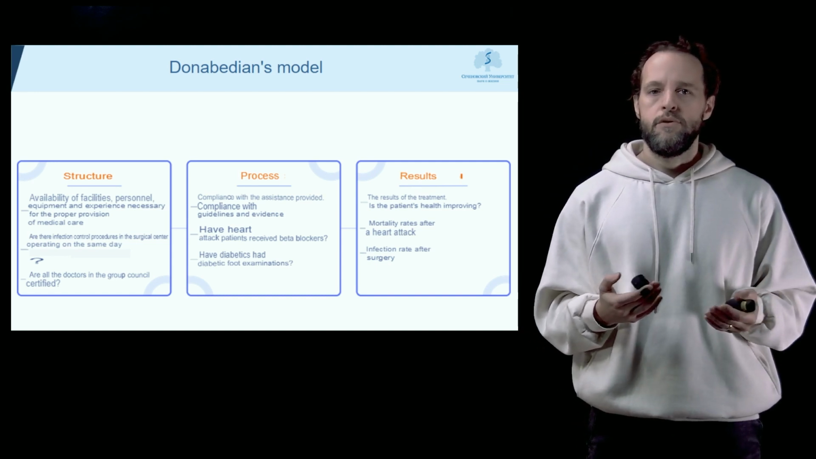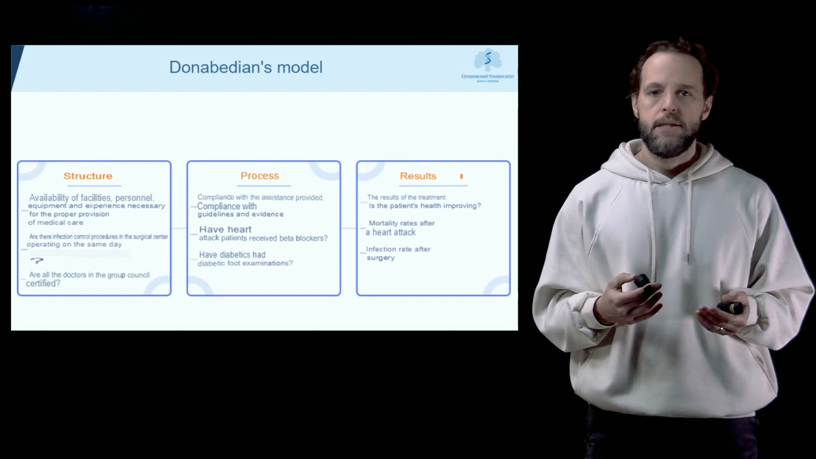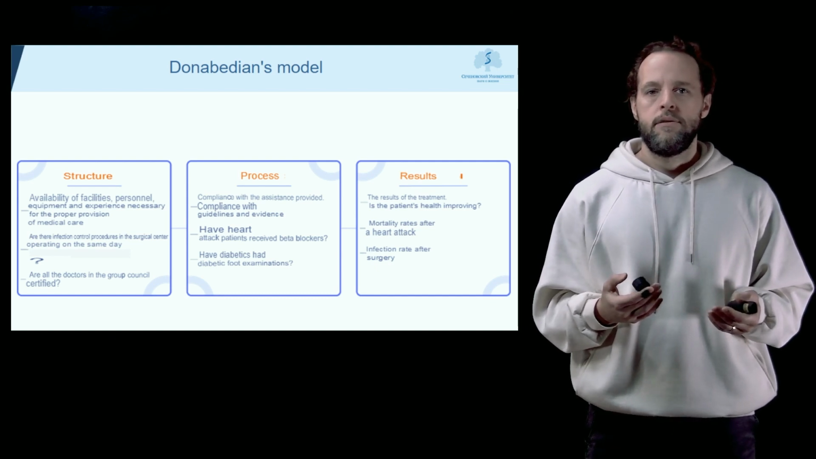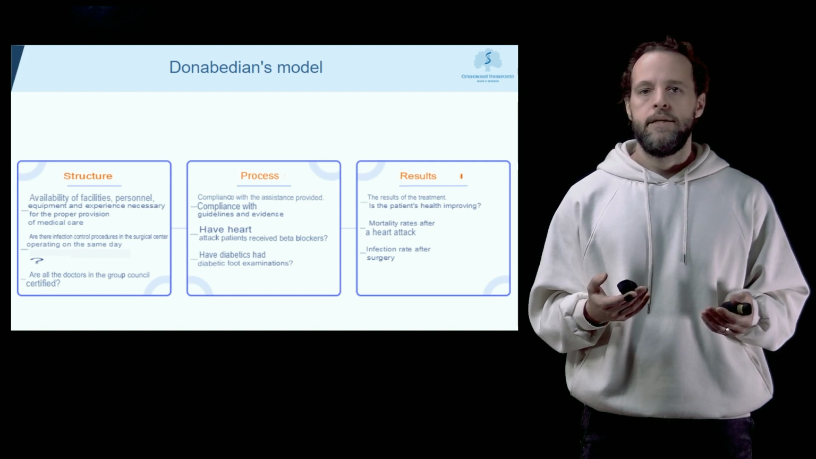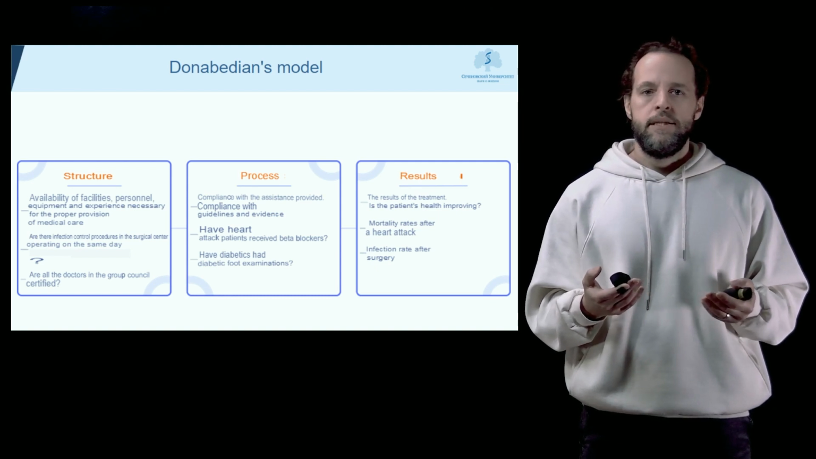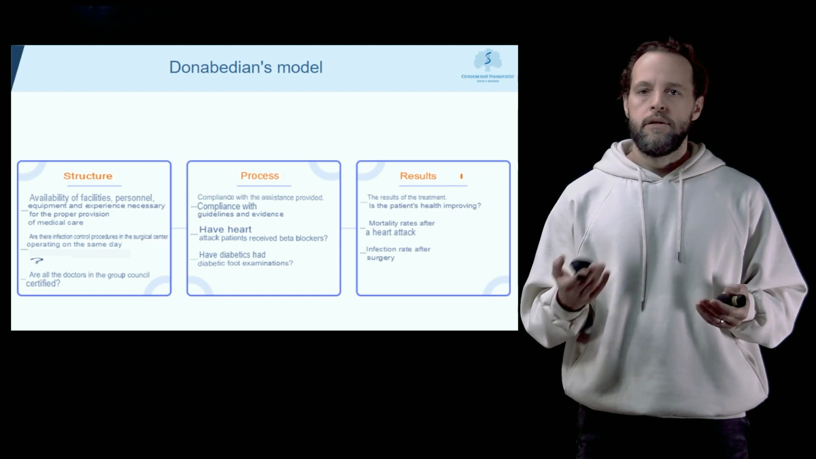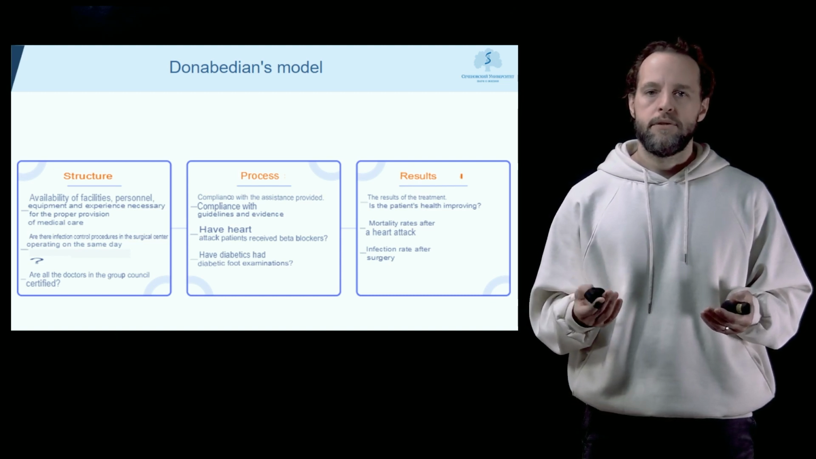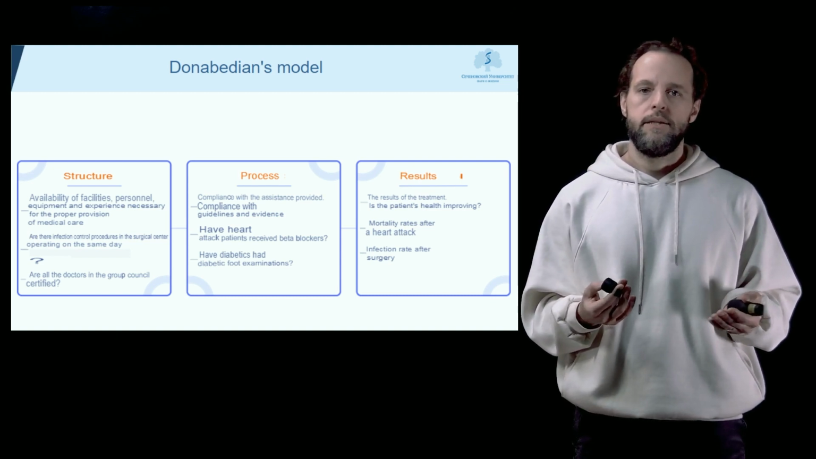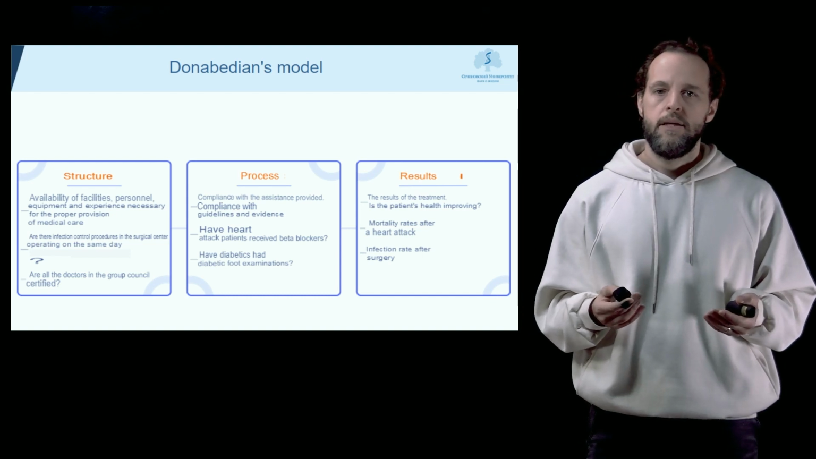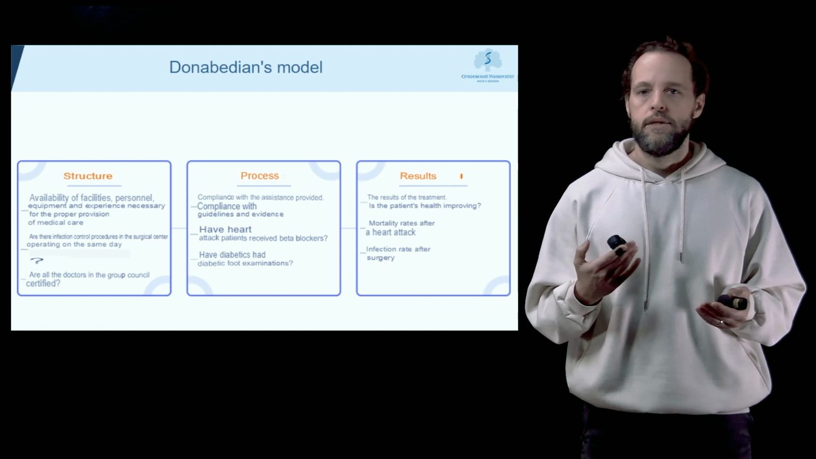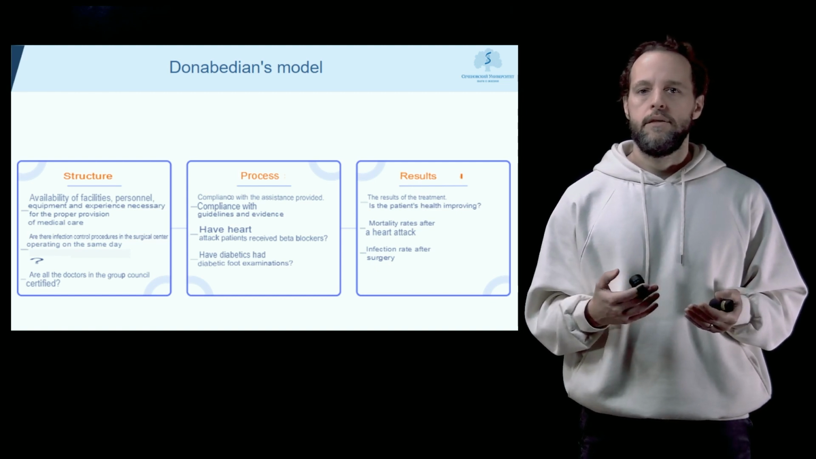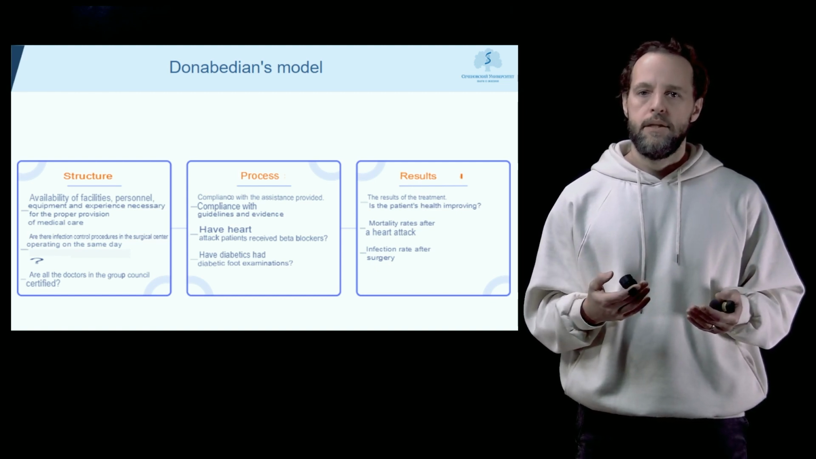It's often used for quality assessment. This model was proposed in the 1980s by Dr. Donabedian. It includes three processes: structure, process, and outcome. And this evaluation model can include both an individual and a team aspect.